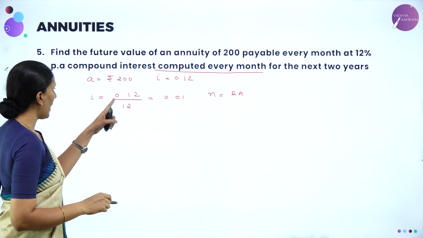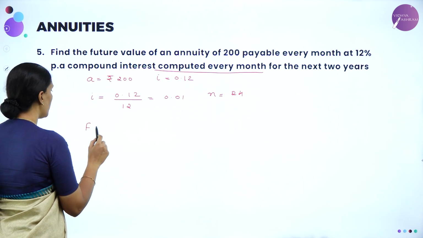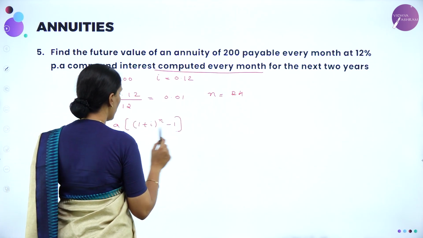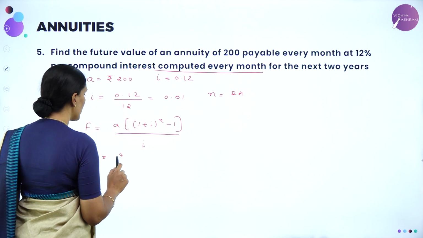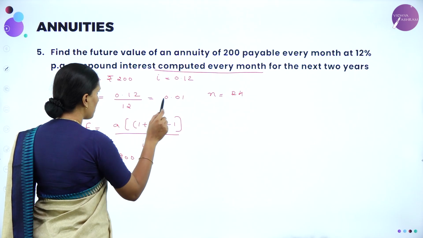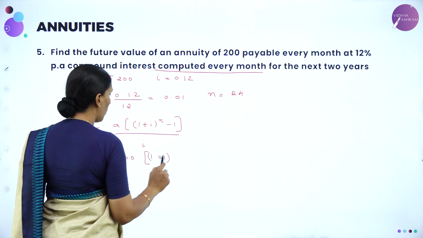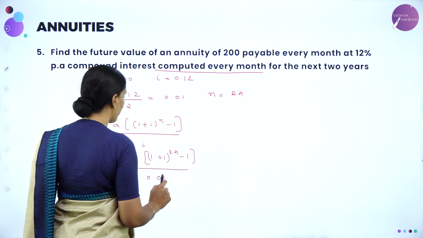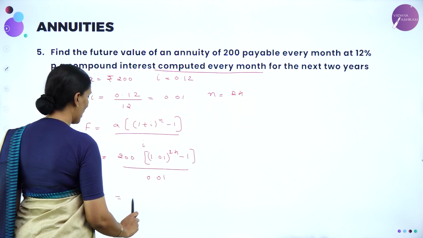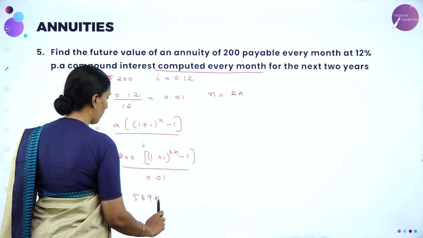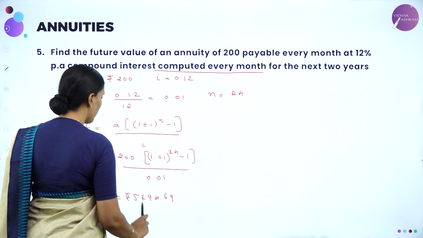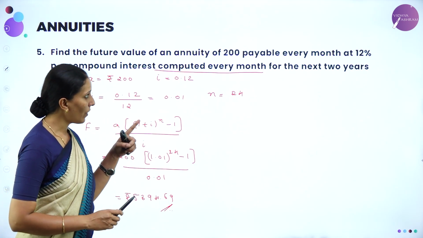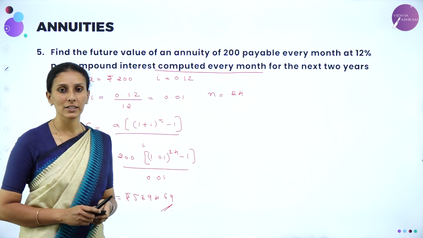So now we have calculated I for the period. Therefore the future value is A into (1 plus I) whole to the power n minus 1, divided by I. Here A is 200, so (1 plus 0.01), which is 1.01, whole to the power 24 minus 1, whole divided by 0.01. Evaluating this, we get the value 5394.69 in rupees. So this is the future value of an annuity of 200 at 12% payable every month for the next 2 years.